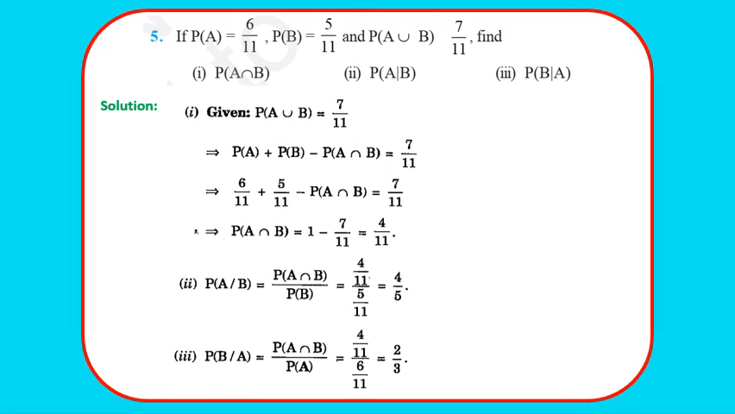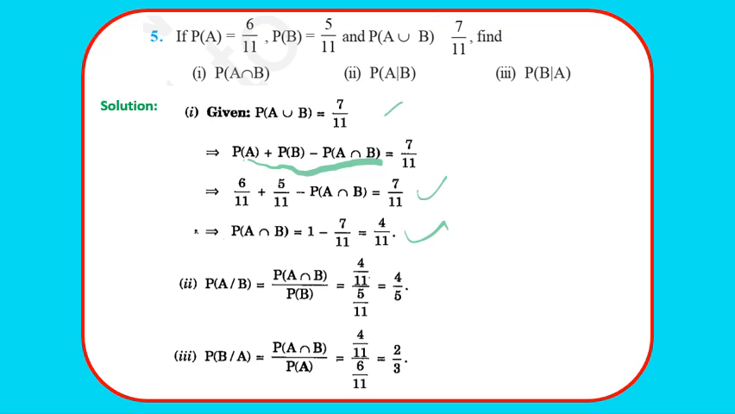Moving to question 5. If P(A) is equal to 6 upon 11, P(B) is 5 by 11 and P(A ∪ B) equals 7 by 11, then find P(A ∩ B), P(A|B) and P(B|A). So we have P(A ∪ B) equals 7 upon 11. Using the formula P(A ∪ B) equals P(A) plus P(B) minus P(A ∩ B), putting the values, we get 6 upon 11 plus 5 upon 11 minus P(A ∩ B) equals 7 upon 11, and simplifying, P(A ∩ B) is equal to 1 minus 7 upon 11, that is 4 upon 11.